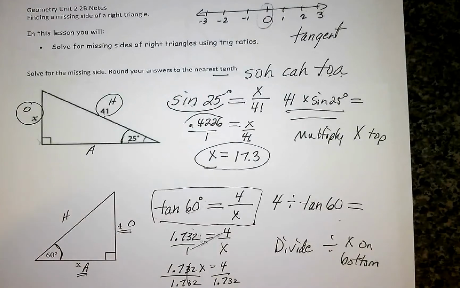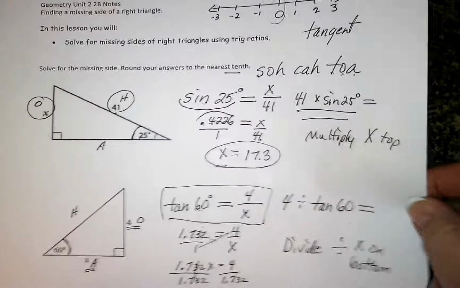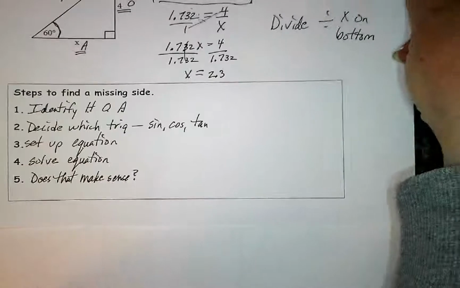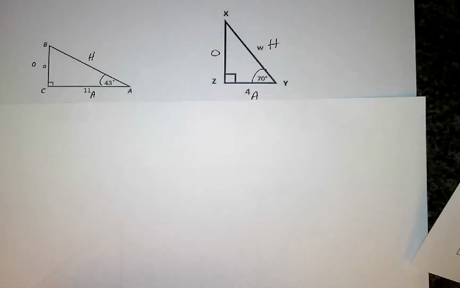Okay, this is part 2 of section 2B in the notes. I asked you to take a look at those 4 problems on the second page. Previously we did these notes here and we looked at these 5 steps to help us find what the missing side could be. So if we look at these problems, let's see how you did.